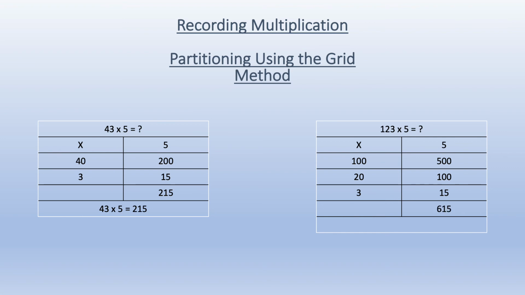Then we can add those up. 500 plus 100 plus 15 equals 615. And then put those into the original answer. 123 times 5 equals 615.